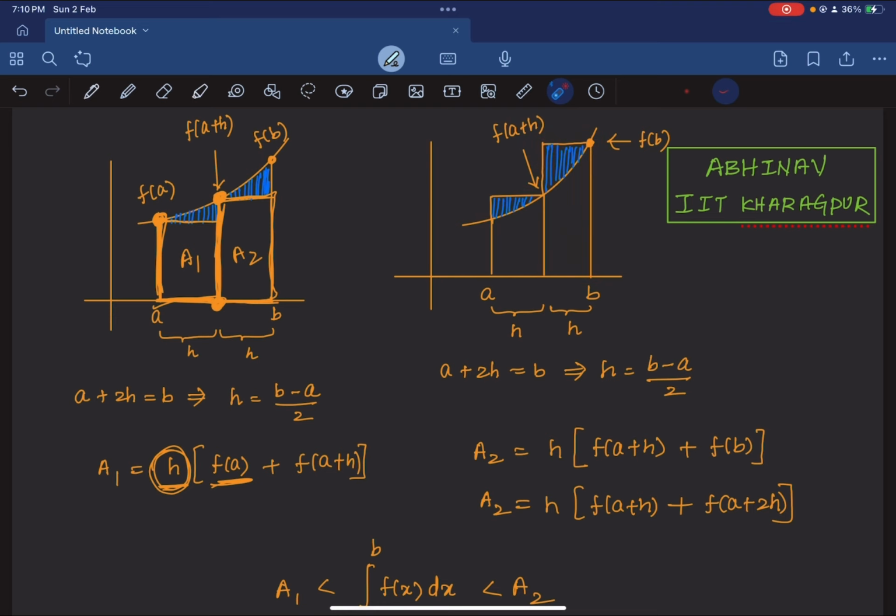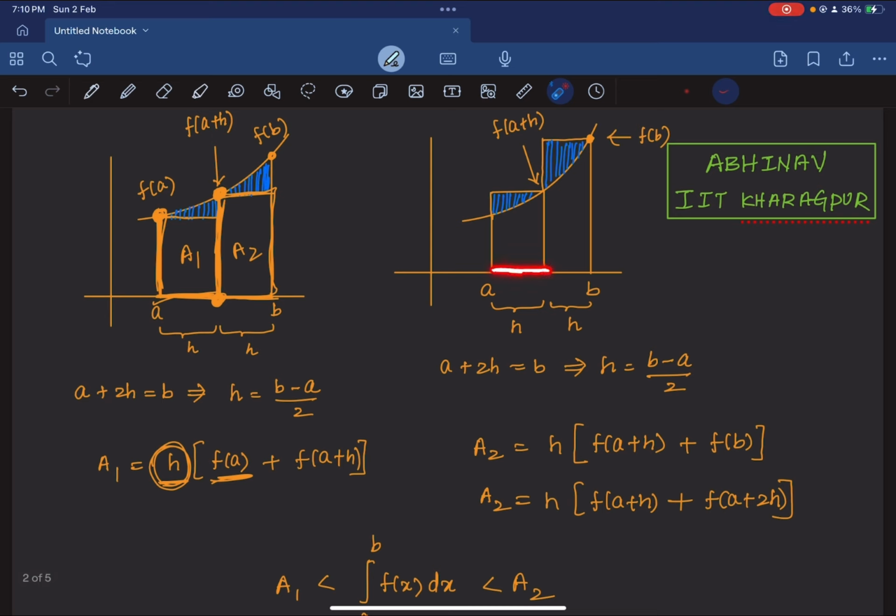All right. So here this is a, this is a plus h, this is a plus 2h, but a plus 2h is b. So from here we can find out the width is still the same, b minus a upon 2. So now what will be your a2? a2 will be this width, which is h, times this length. This point is a plus h, so this will be f of a plus h. So I have written here.